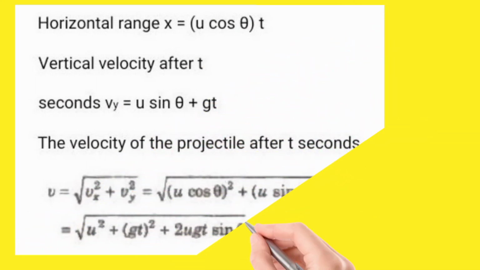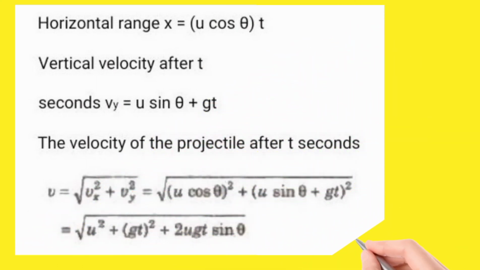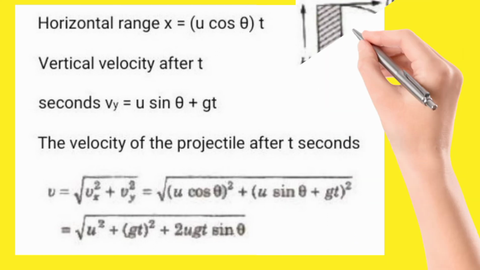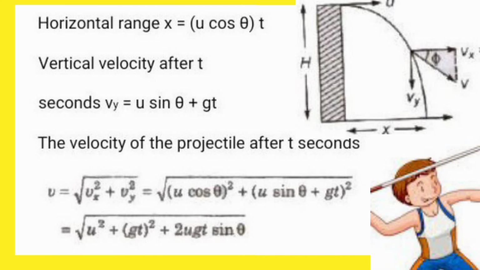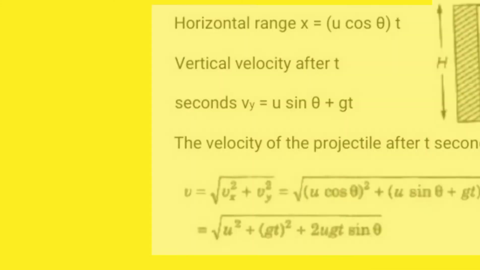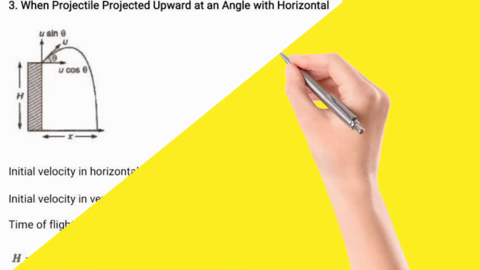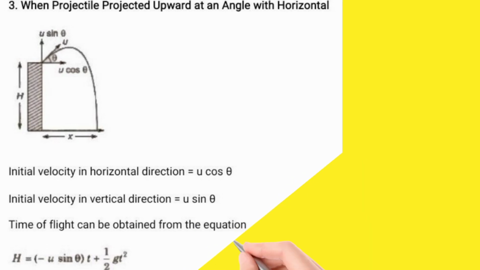Horizontal range S is equal to u cos theta times t for downward motion. Vertical velocity after t seconds, that is to say vy, is equal to u sin theta plus gt. So again, the velocity of the projectile after t seconds can be found using the Pythagoras theorem, that is your vx squared plus vy squared. And that simplifies to the square root of u squared plus gt all squared plus 2ugt sin theta. So is that simple. So what about when the projectile is projected upward at an angle with horizontal?